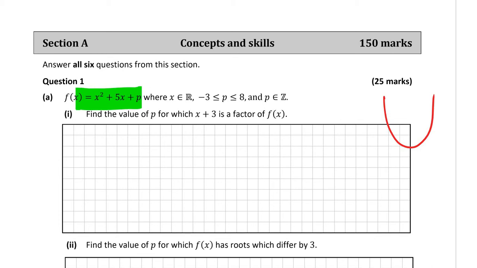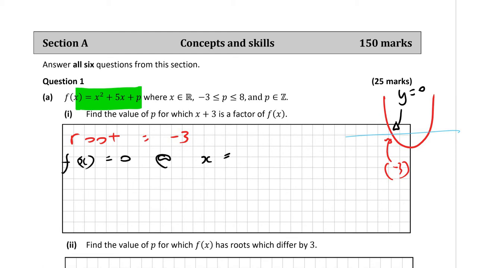Okay, you're told to find the value of that constant p for which x plus 3 is a factor of f of x. Well, if x plus 3 is a factor, then one of the roots is minus 3. Let's say this is my x-axis, and this is the value of minus 3, then this function hits the x-axis at x equal to minus 3. So the value of y there is 0, and that's always the case for our roots.